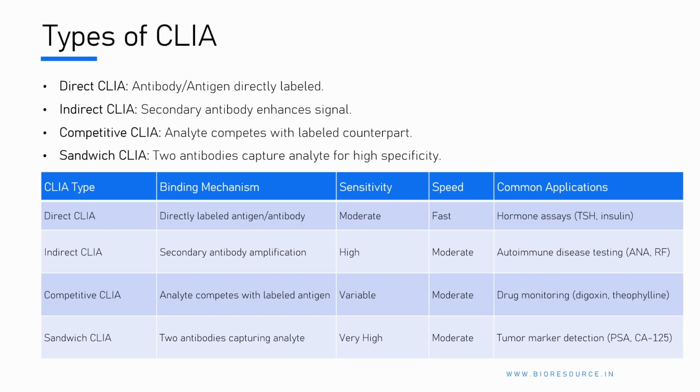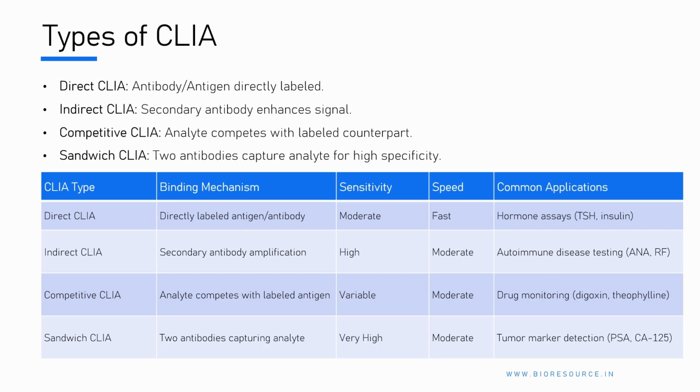An example of this is therapeutic drug monitoring. Next is the sandwich CLIA. The sandwich CLIA uses two specific antibodies. One is the capture antibody immobilized on a solid surface, and the other is a detection antibody labeled with a chemiluminescent marker. And this format ensures higher specificity and sensitivity.